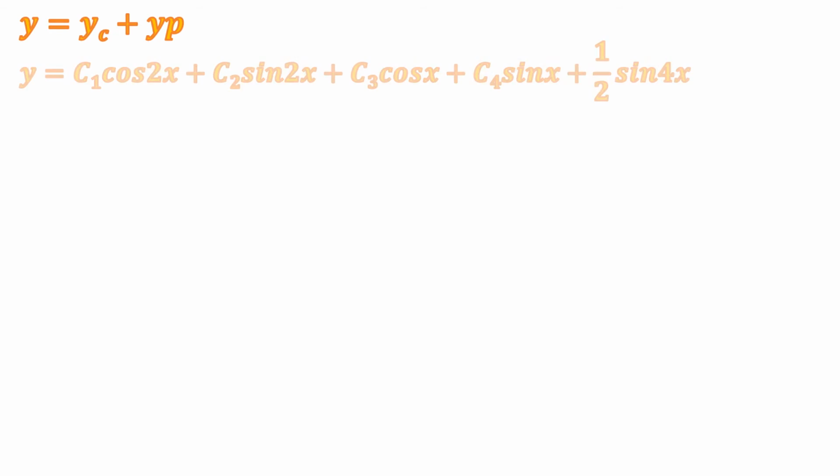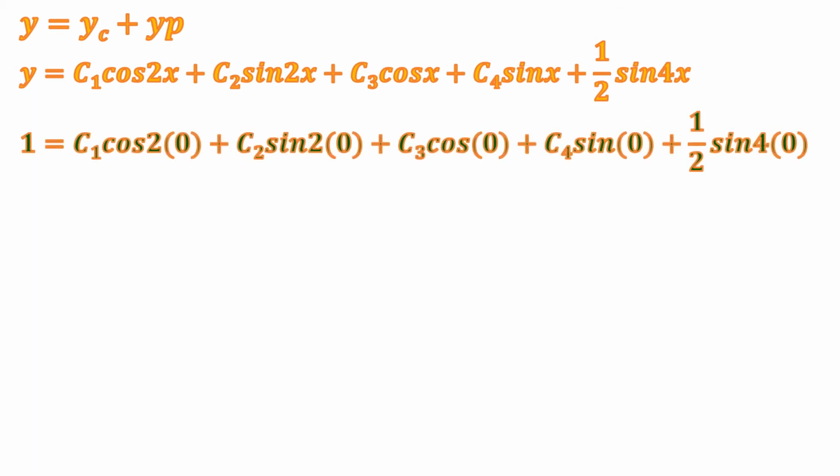So let's have now our general solution. y equals yc plus yp. So our yc is c1 cos 2x plus c2 sine 2x plus c3 cos x plus c4 sin x plus the yp, 1 half sine 4x.